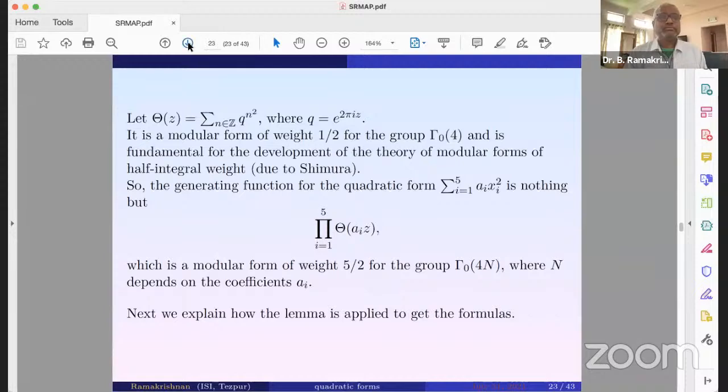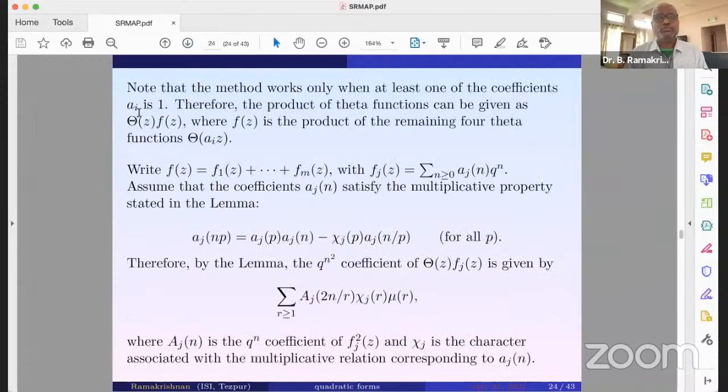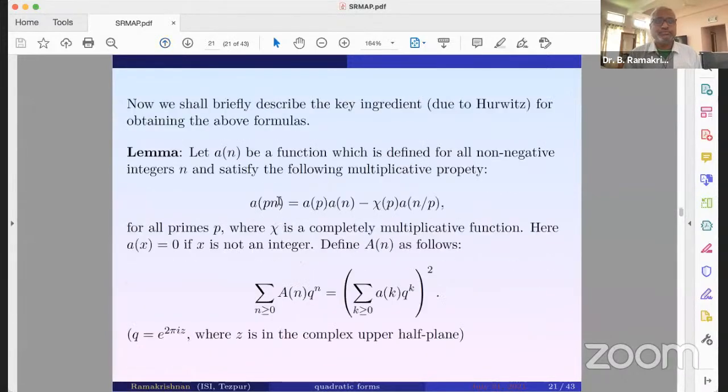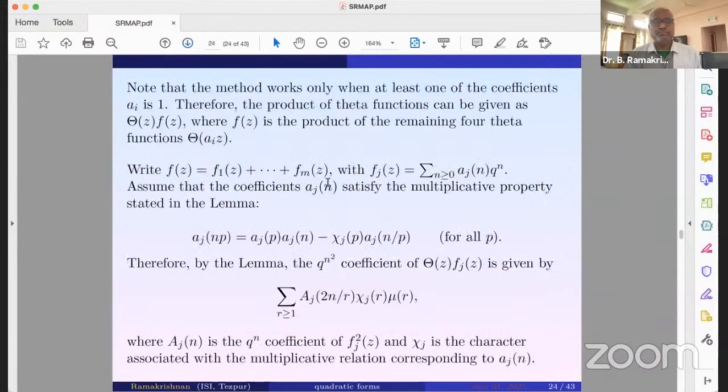For that we need at least one of the coefficients to be 1. So you separate one theta and consider the other 4 theta series. You take the product and then write it as functions f1, f2, ..., fm, such that f is the product of the remaining 4 theta functions, and each f_i has Fourier coefficients a_j(m) which satisfy the properties in the lemma. So whatever property I mentioned in the lemma, the f_i should have coefficients satisfying this. If you write f as a sum of these forms with this property, then you can apply that. Otherwise, you cannot do that.